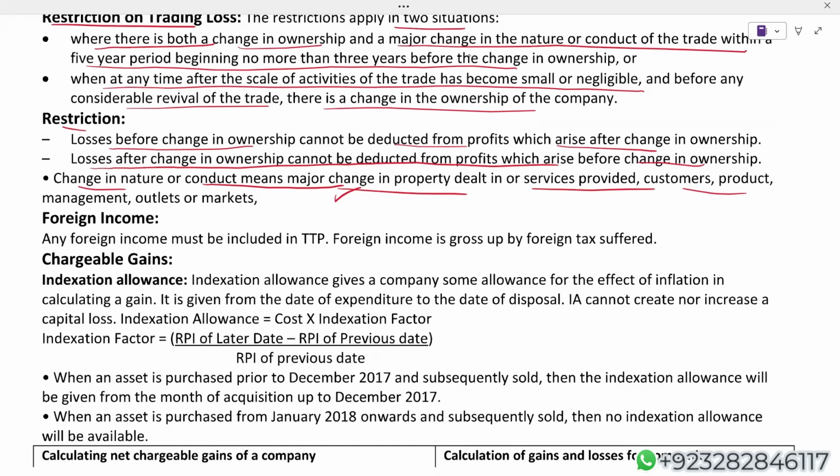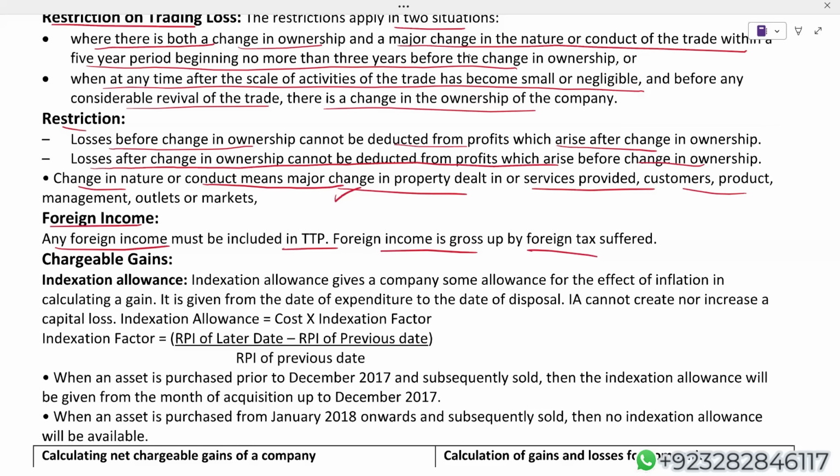Okay, foreign income. Any foreign income must be included in taxable total profit. Foreign income is grossed up by foreign tax suffered. So if there is any foreign income on which, let's say, you have paid around 10-15% tax, first you have to gross up that foreign income. After grossing up, the gross amount of the foreign income will be added to the main format, but don't worry at all. If on any income you have paid tax overseas, you will be getting double tax relief as well, no matter whether there is a double tax treaty or not.